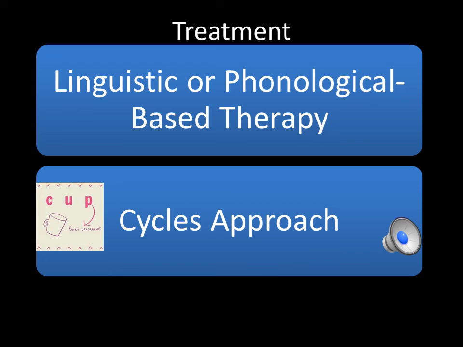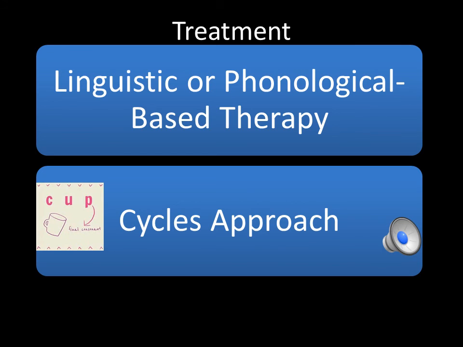So if you're just treating a child 2 hours a week, then 1 hour would be spent on that p sound, and then 1 hour would be spent on the b sound. If you're only treating a child 2 times a week for 30 minutes, then the first week you would just address the p sound, and the second week you would address the b sound.